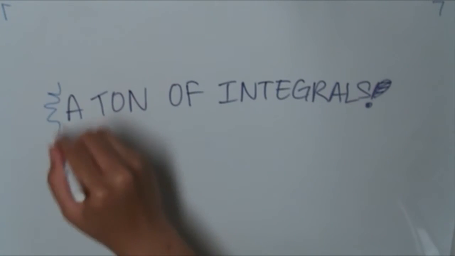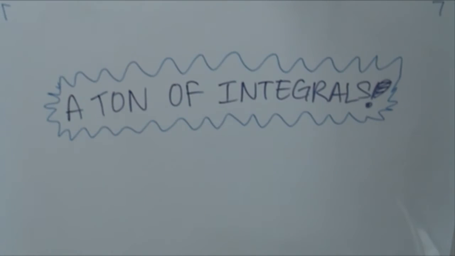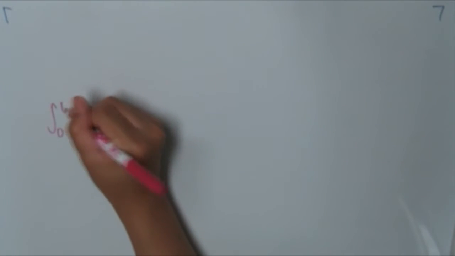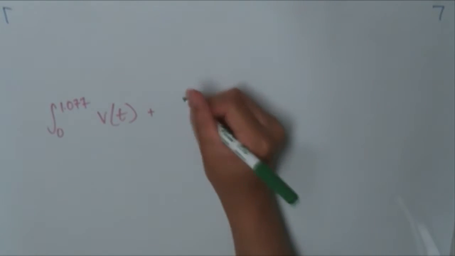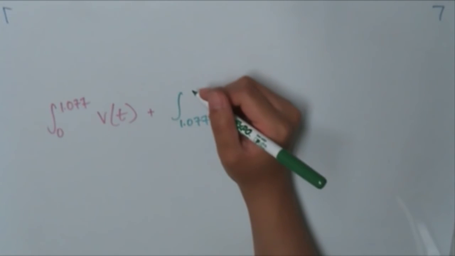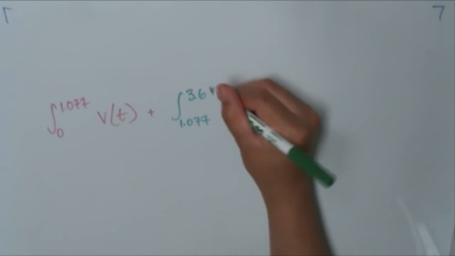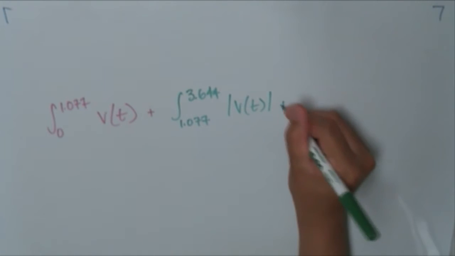However, for each of these integrals with the subintervals that are negative, we must take the absolute value. So it would be the integral from 0 to 1.077 plus the absolute value of the integral from 1.077 to 3.644, and so on. This should get those tryhards to the same solution as us regular people.